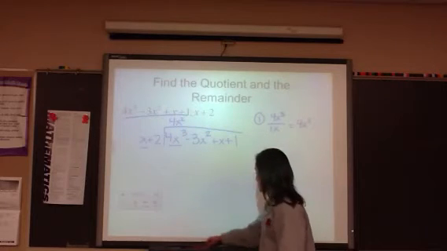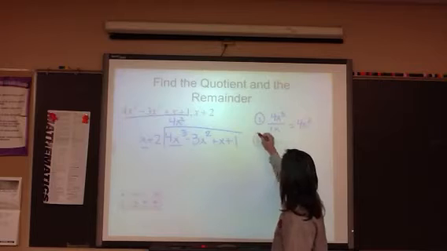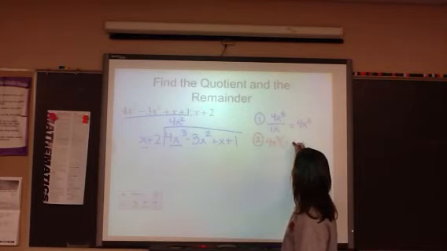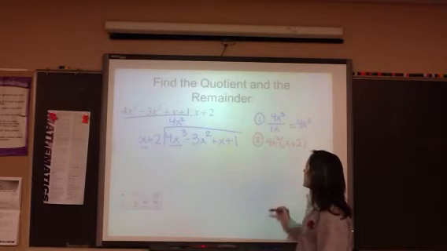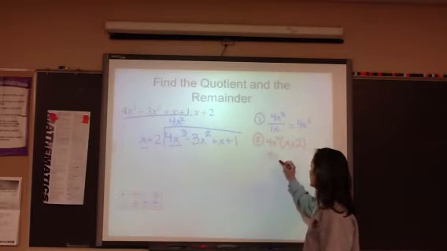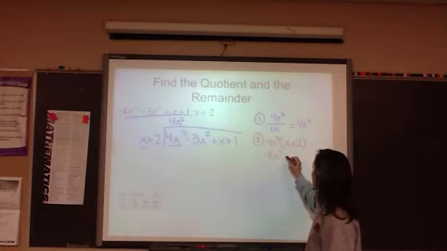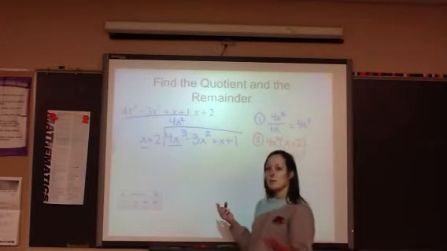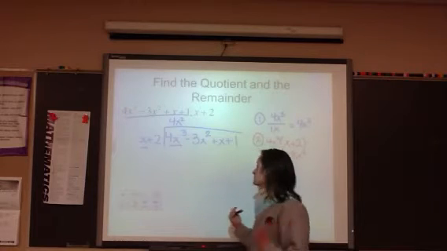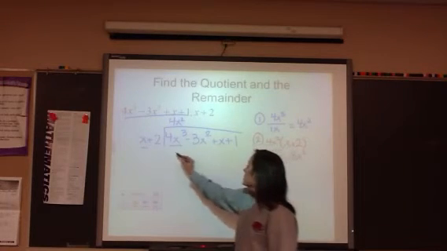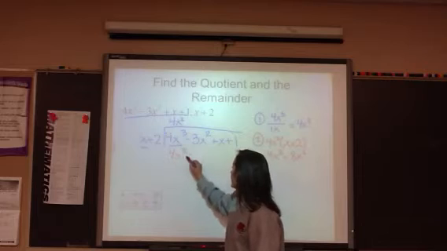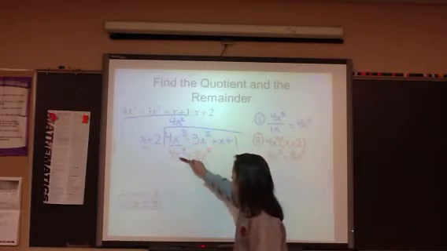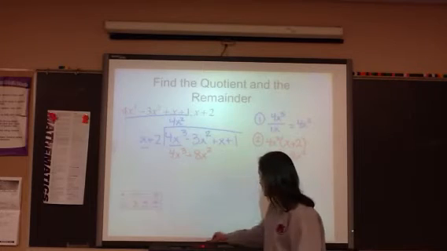Then, for the next step, what I do is I multiply that answer times what I divided by, so the x plus 2. What you're doing here, by multiplying, you get 4x cubed plus 8x squared. This is going to help you figure out what is left over. So what you do with that answer is you put it underneath here. The reason you put it underneath here is so that you can subtract. Notice I lined up my x cubes and my x squares.